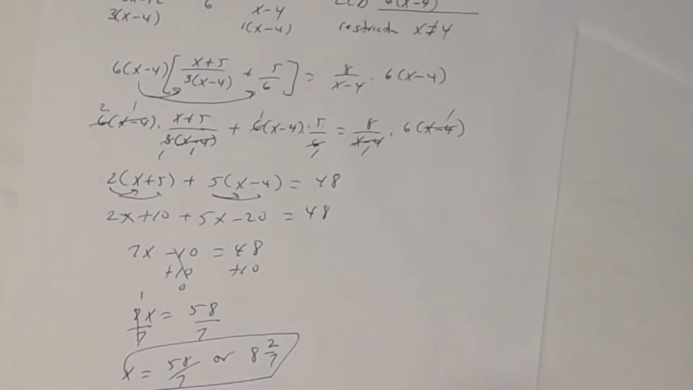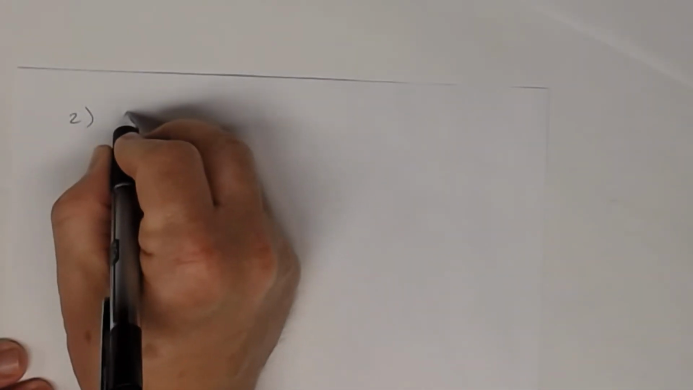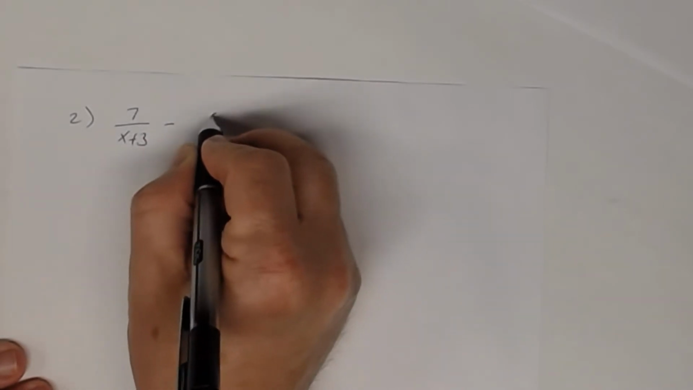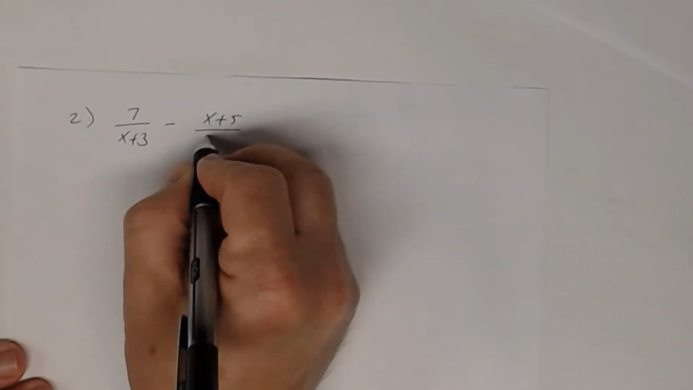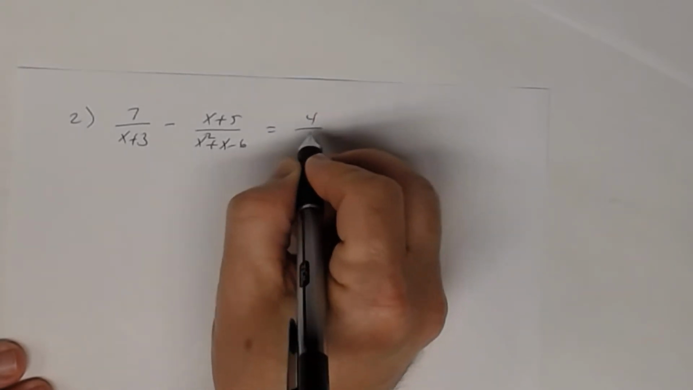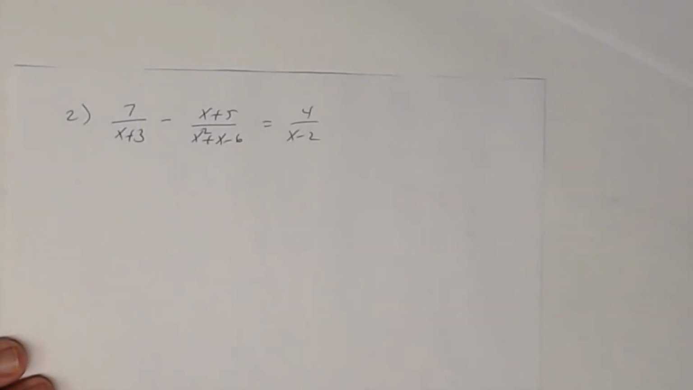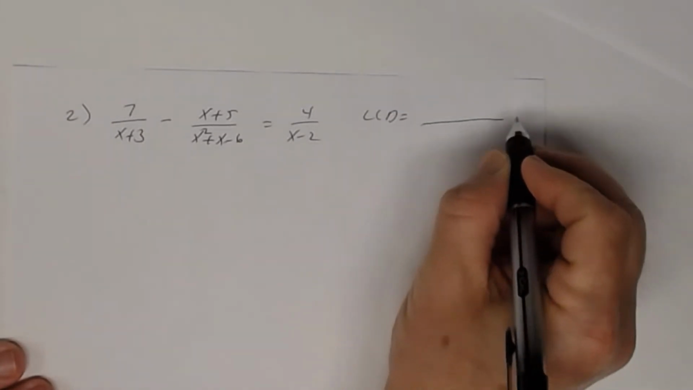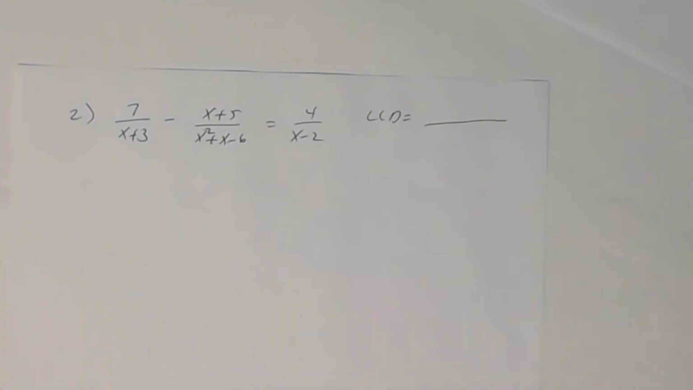Very simple process. Okay, number two, we have this rational equation: 7 divided by x plus 3, minus x plus 5 divided by x squared plus x minus 6, equal 4 divided by x minus 2. And just as before, I need to find the least common denominator, so I can multiply both sides by that least common denominator.